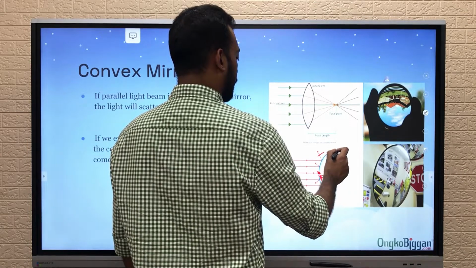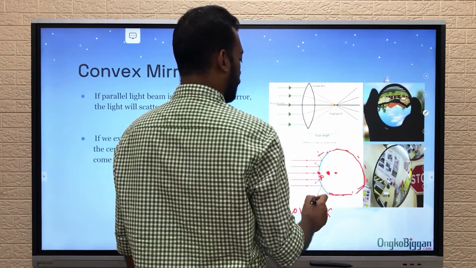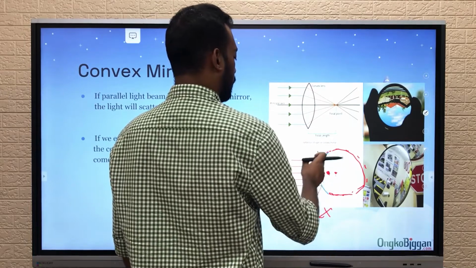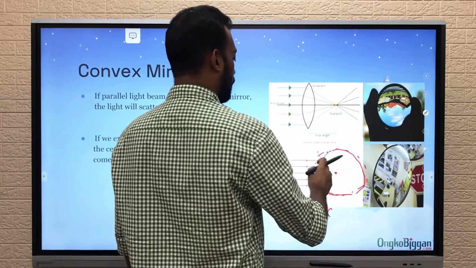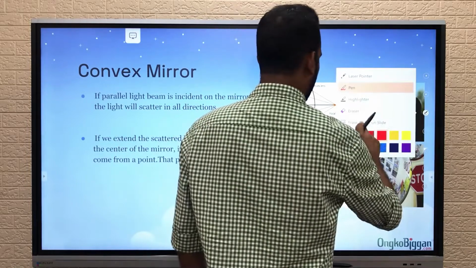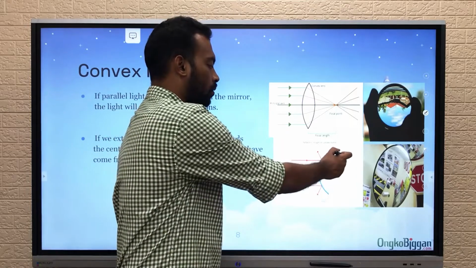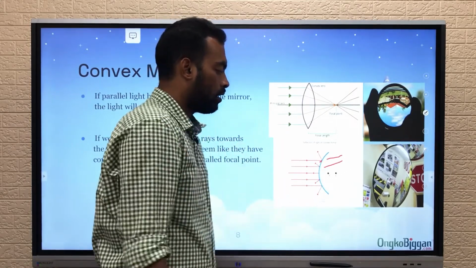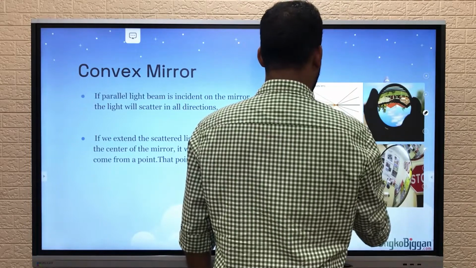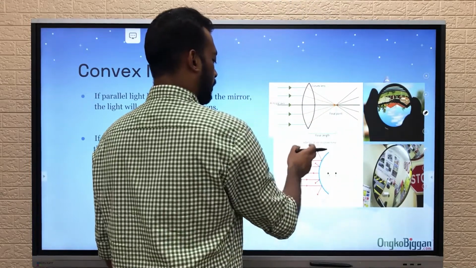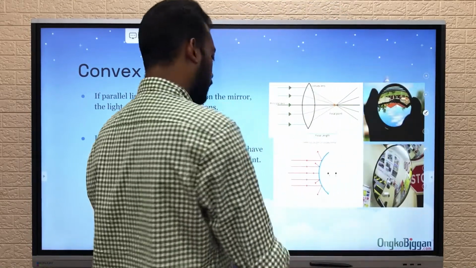Basically, this curvature is like this. If I draw it fully, it's like this. But we only need this portion because we'll be working with only this portion of the sphere. We don't need the rest. So this is the convex mirror. Now, what if the light had fallen from this direction? This would become a concave mirror. As light is falling on this side of the curvature, this is a convex mirror. I hope you understand the idea of concave and convex.